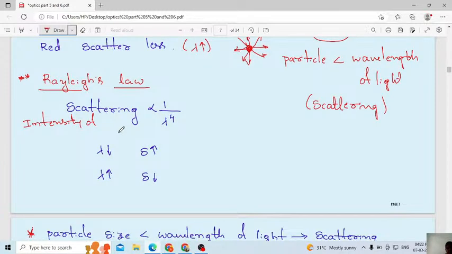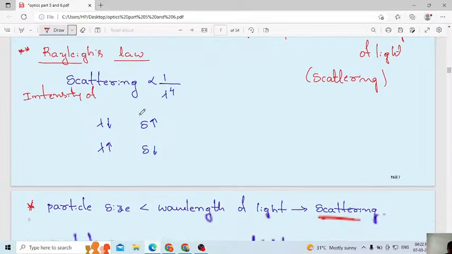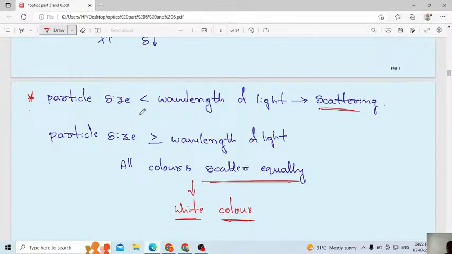Then Rayleigh scattering, this is the law: scattering is inversely proportional to 1 by lambda to the power 4, the wavelength. Then, an important thing here: when scattering takes place, you can ask one question, what is the particle size? If the particles are very big, can scattering happen? As I explained, the earth atmosphere has only small particles, and in that case the scattering happens.